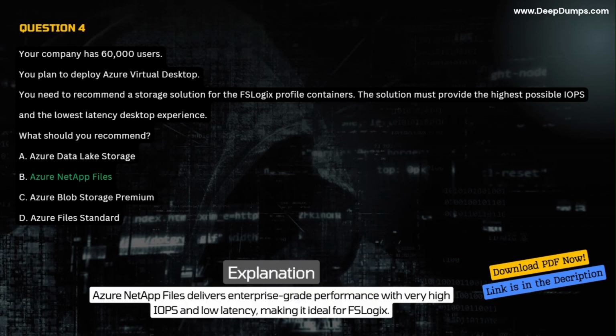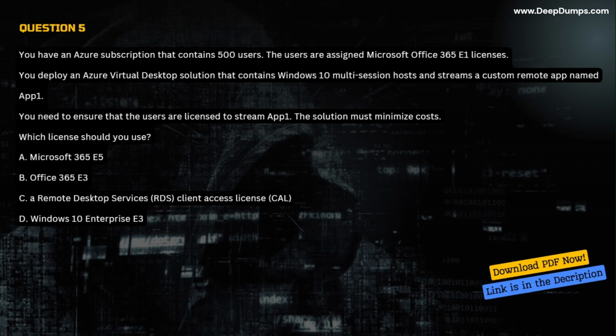Correct answer: B. Azure NetApp Files. Explanation: Azure NetApp Files delivers enterprise-grade performance with very high IOPS and low latency, making it ideal for FSLogix. Question 5. You have an Azure subscription that contains 500 users. The users are assigned Microsoft Office 365 E1 licenses. You deploy an Azure Virtual Desktop solution that contains Windows 10 multi-session hosts and streams a custom remote app named App1. You need to ensure that the users are licensed to stream App1. The solution must minimize costs. Which license should you use?